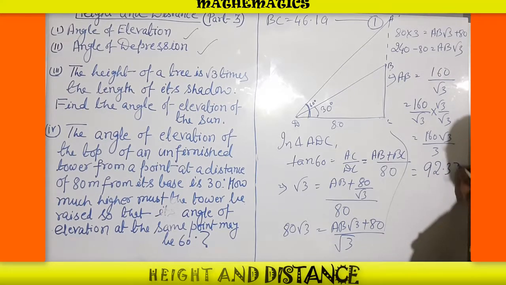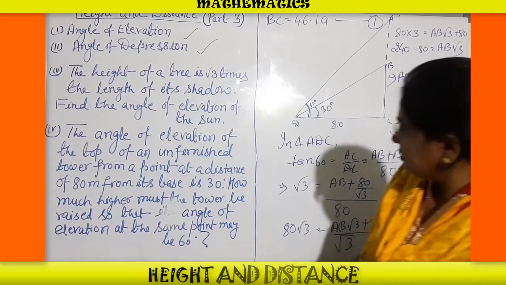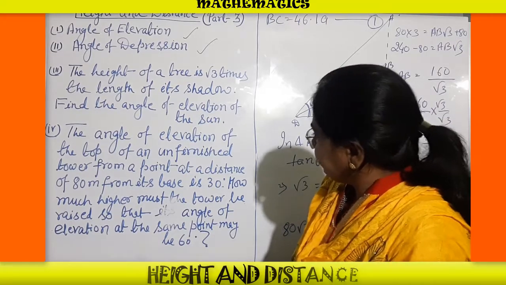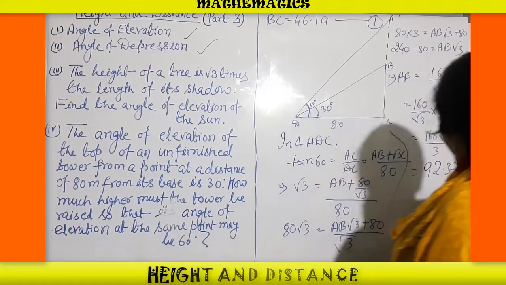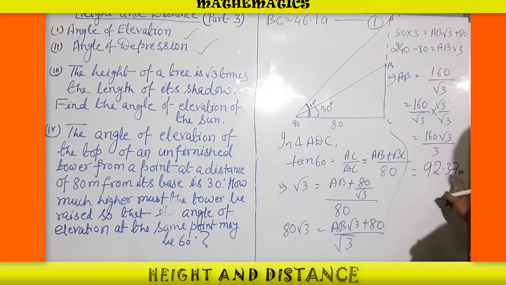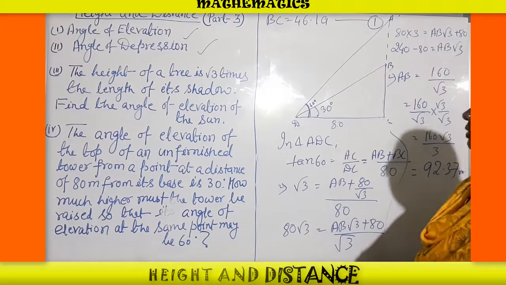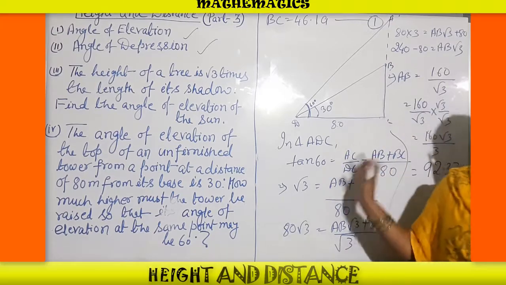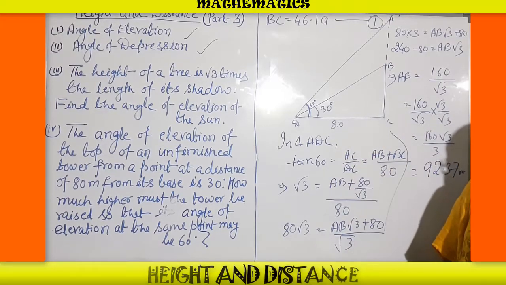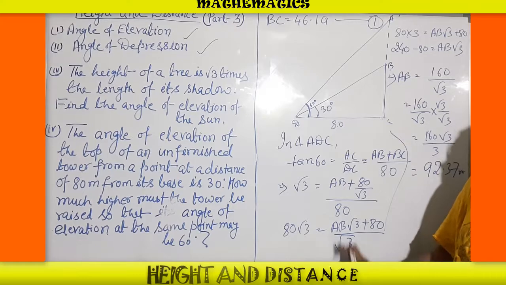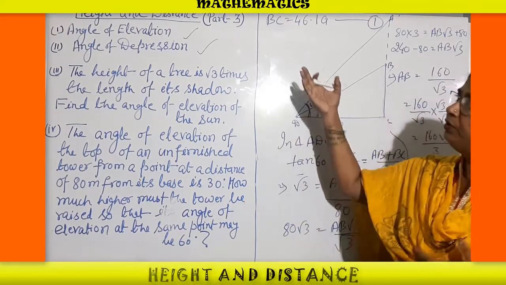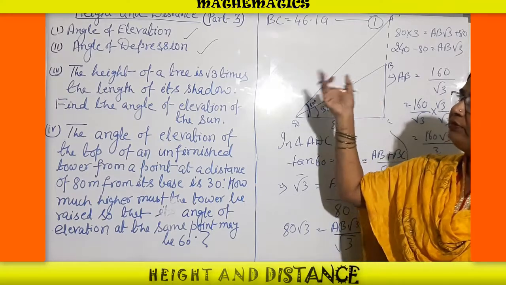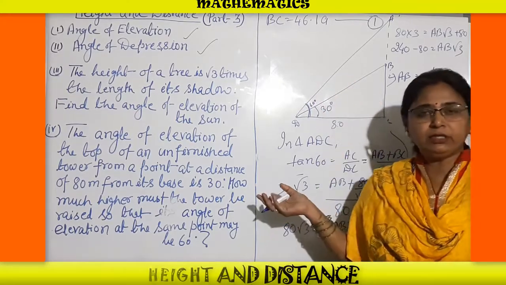92.37, in meter, or what is the unit given? 80 meter. That means 92.37 meter. In this way, 2 questions I explained from your exercise. Hope you understood nicely. And in this way, with the help of angle of elevation and angle of depression, everything I explained.